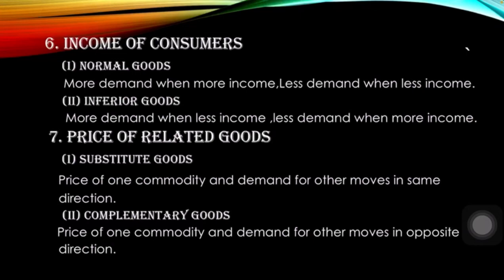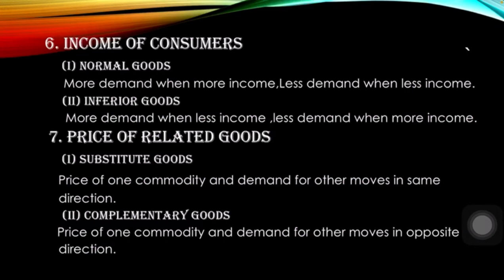Now seventh, how price of related goods affects the quantity demanded. First, substitute goods. Goods which can be used in replacing each other. For example, Pepsi or Coke. In case of substitute goods, there is a positive cross price effect.